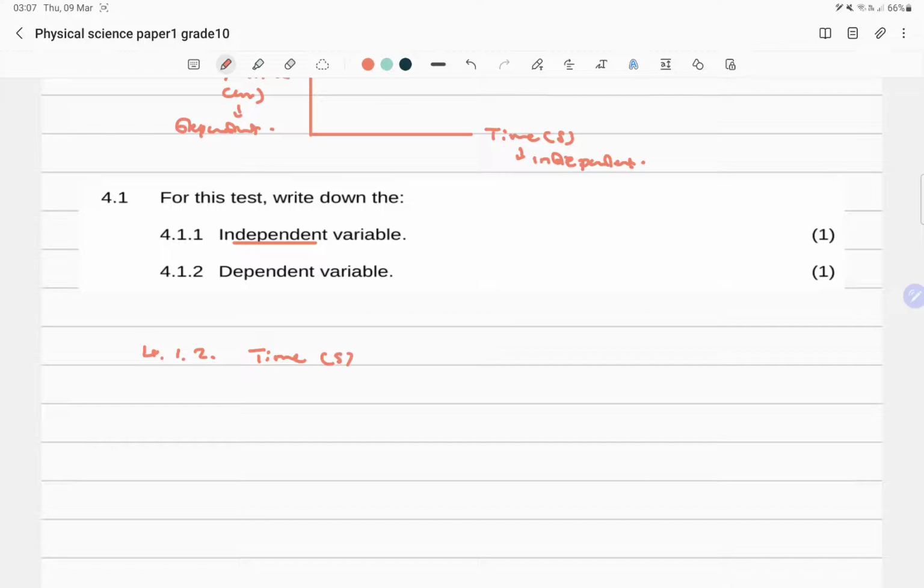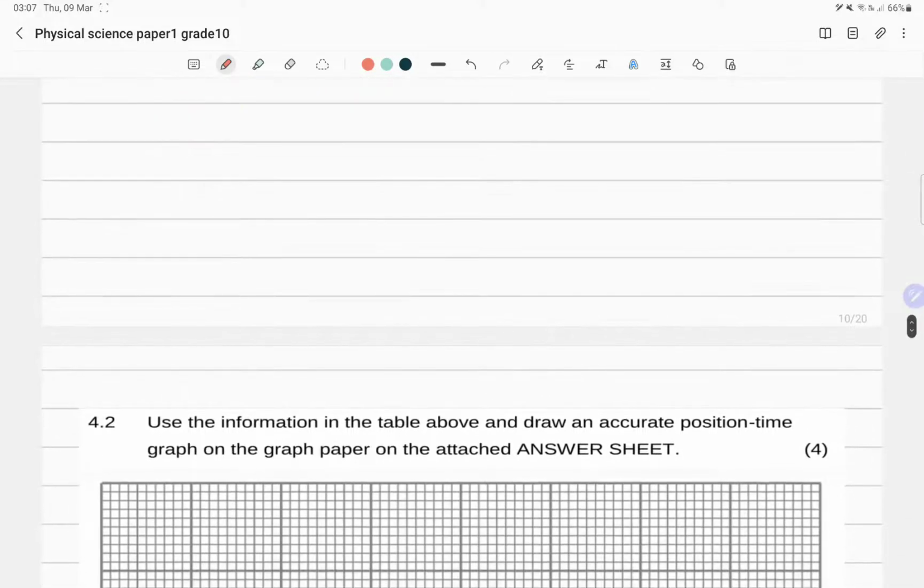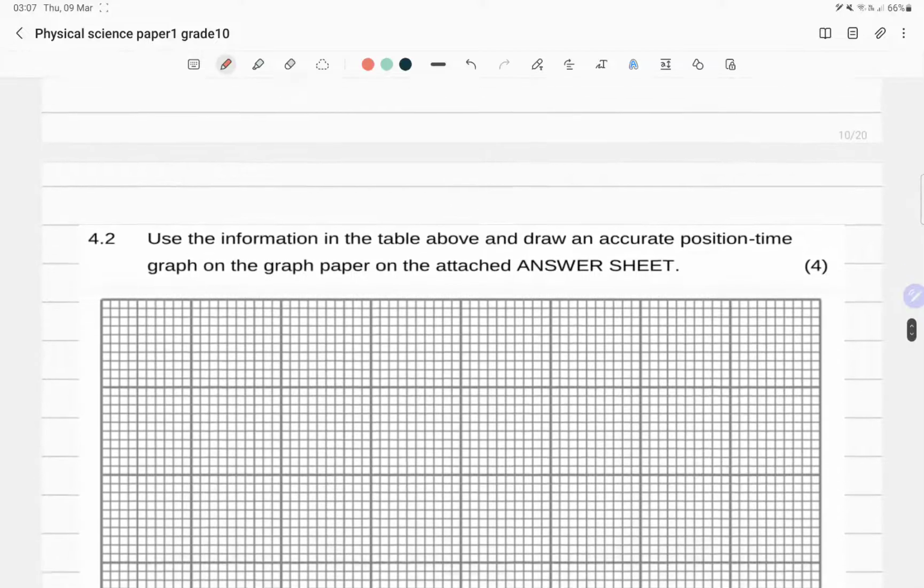In seconds, okay? 4.1.2, the dependent variable is going to be position in meters. All right, but my position looks horrible. Maybe I'm taking a lot of position. I win. So don't be in map. So easy marks, guys. Easy marks.